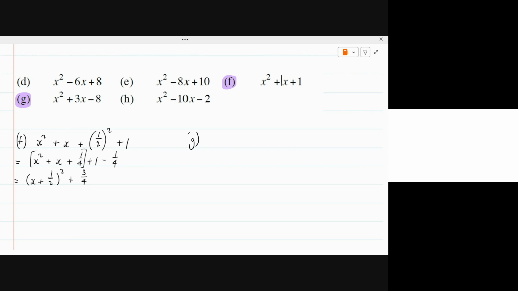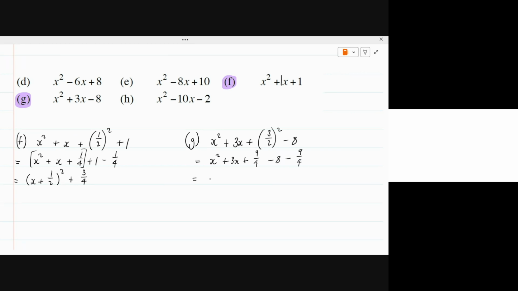Okay, let's talk about G. Same thing with G. x squared plus 3x plus, open a bracket, 3 over 2, all squared, minus 8. And that will give us x squared plus 3x plus 3 squared is 9 over 2 squared is 4, minus 8 minus 9 over 4.